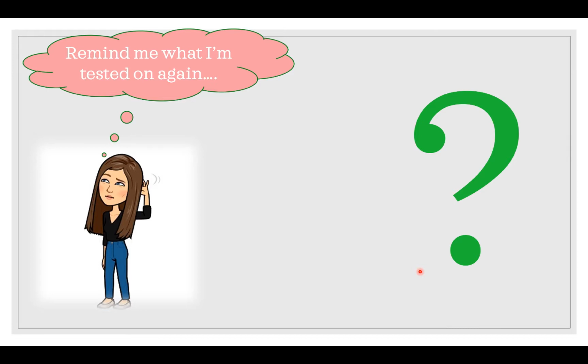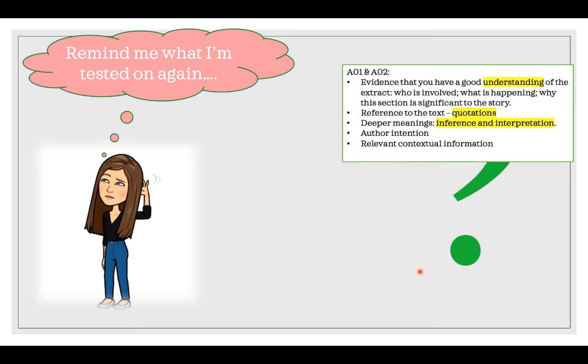So let's go through a quick recap of what you are being tested on again, just because all of these are massively important when you start to write up your essay. First of all, we have AO1 and AO2, and what we want to show when we write up our essay is that we've got a very good understanding of the characters, which in this instance is Walter and Mama. We want to show that we've got a good understanding of their relationship, of what is happening, that we're able to select a variety of different quotations to back up our ideas, and that we're able to infer and interpret meaning.